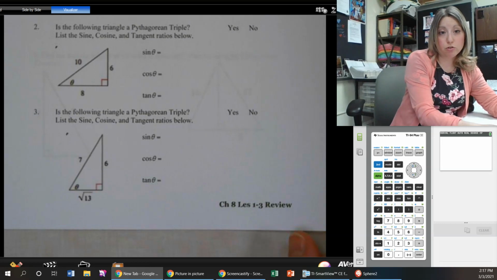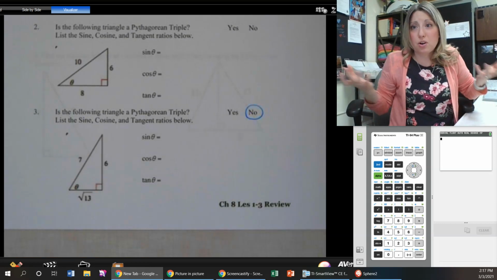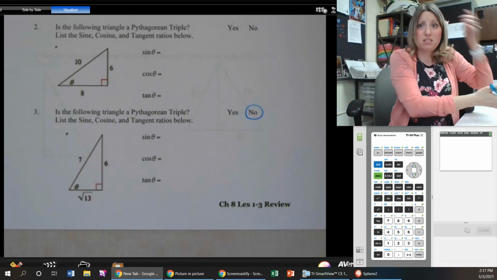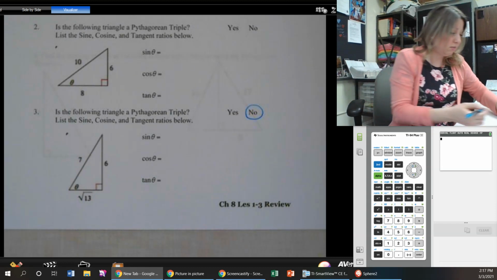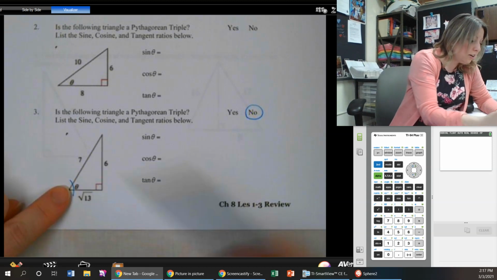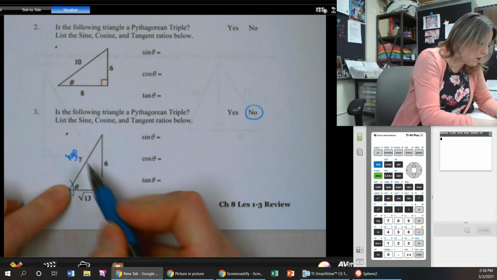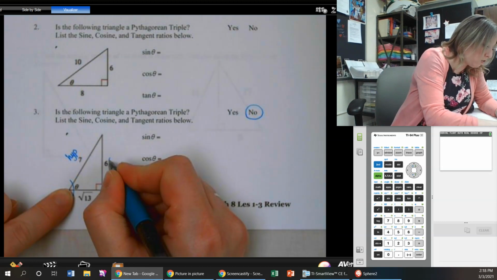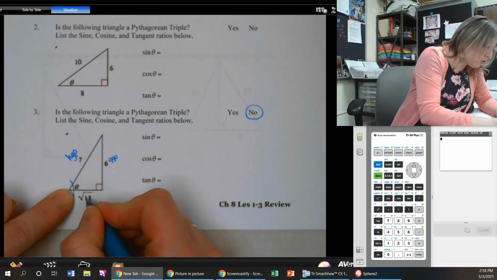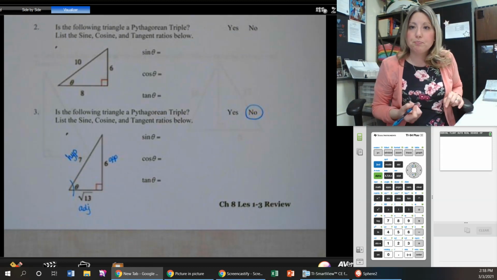Is this a Pythagorean triple? The answer is no. They're not even all integers, with radical 13. Here's my angle in question. This is the hypotenuse. Across from the angle in question is the 6. Next to the angle in question is the radical 13.